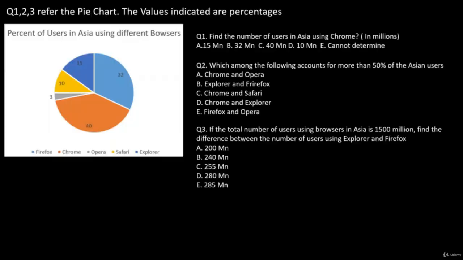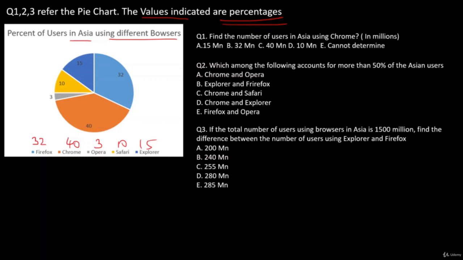Let's move to the next set, which is set 8. All right, we have a pie chart over here, and it is mentioned that the values are indicated as percentages. Now it says that this is percent of users in Asia using different browsers. So you have Firefox over here, which is 32% of the users. You have Chrome, which is 40% of the users. You have Opera, which is 3% of the users. You have Safari, which is 10% of the users, and you have Explorer, which is 15% of the users.